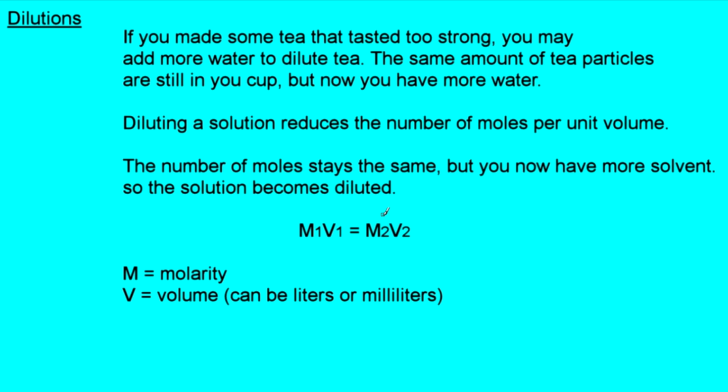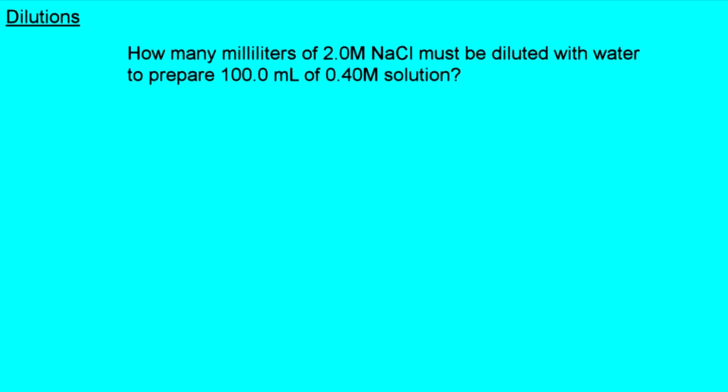So there's a calculation involved with this. Here it is. M1 V1 equals M2 V2. Big M is molarity. V is for volume. In this case, it could be liters or milliliters. It doesn't really matter. You just have to keep it the same on both sides. You can't have liters on one side and milliliters on the other. They both have to be either or. So let's look at an example of how we do these calculations. I'll write the formula here. M1 V1 equals M2 V2.